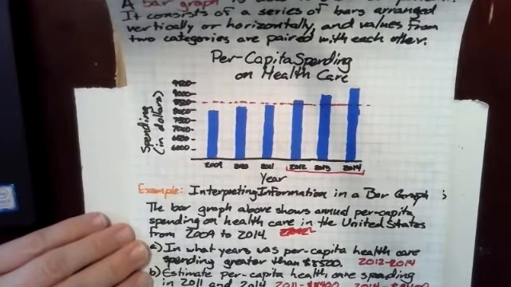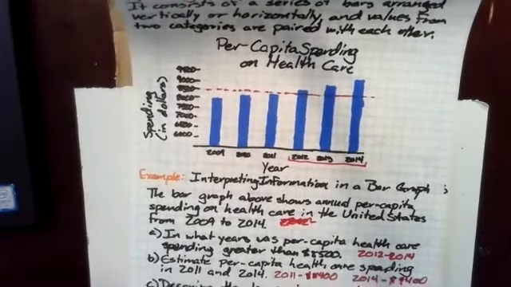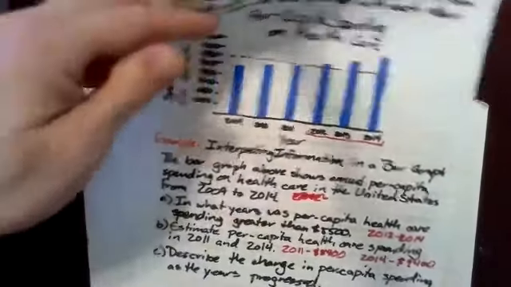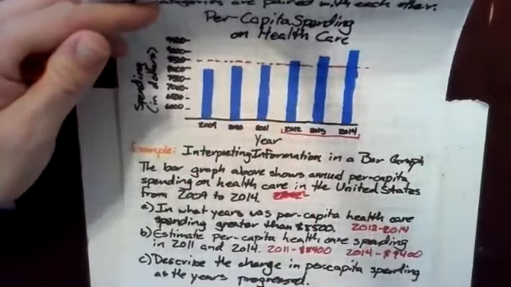Finally, we're asked to describe the change in per capita spending as the years progressed. Well, it is pretty clear looking at this that it is just constantly increasing. Every year it gets bigger.